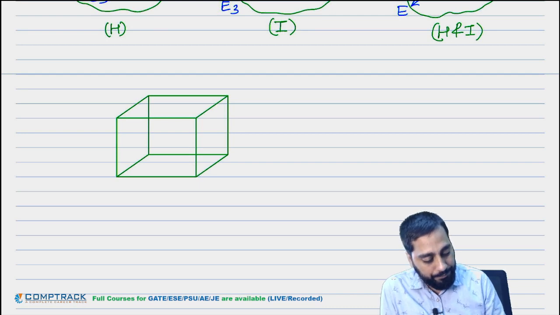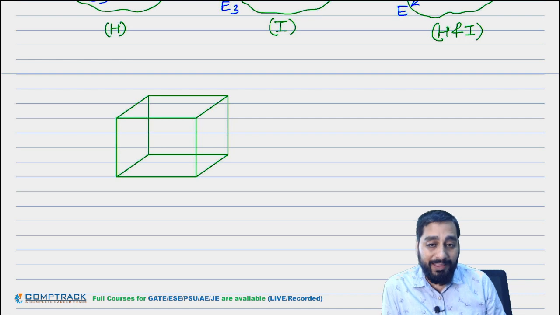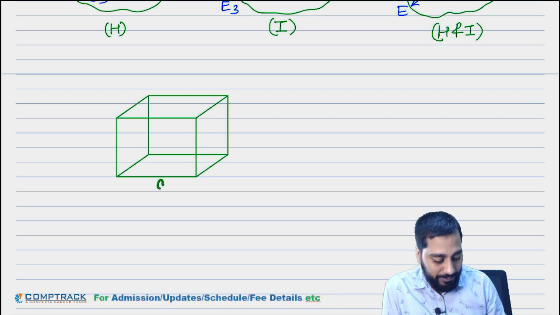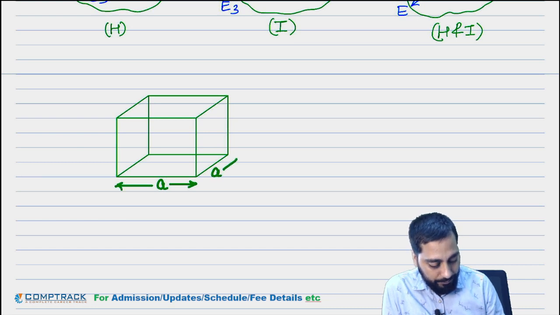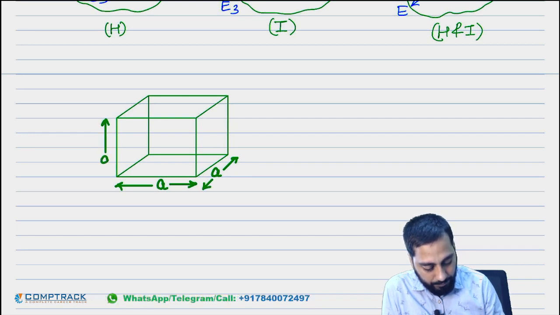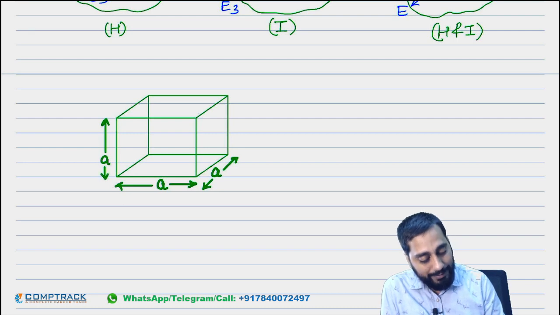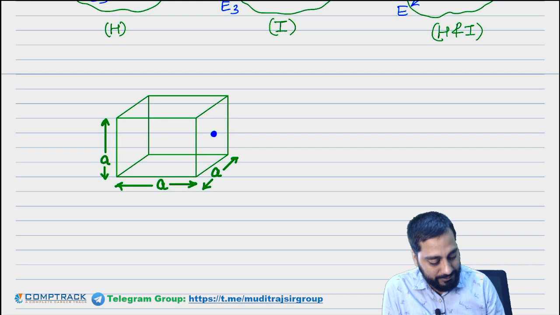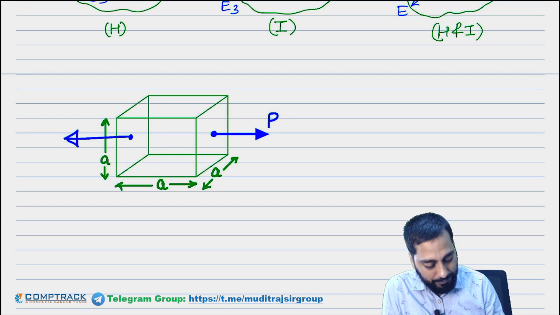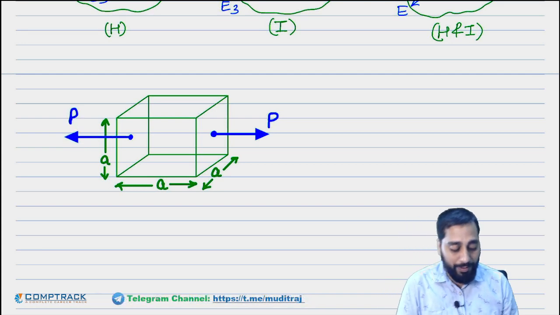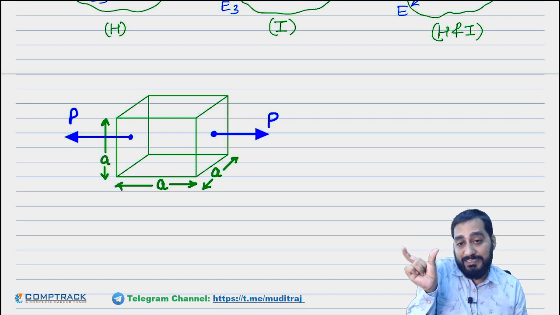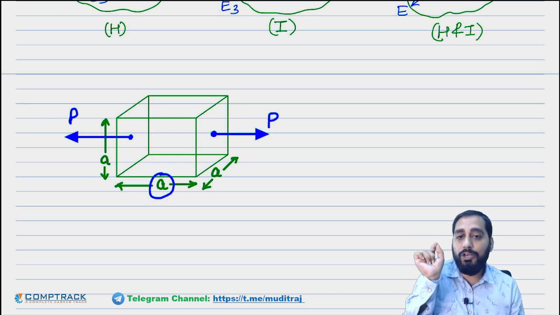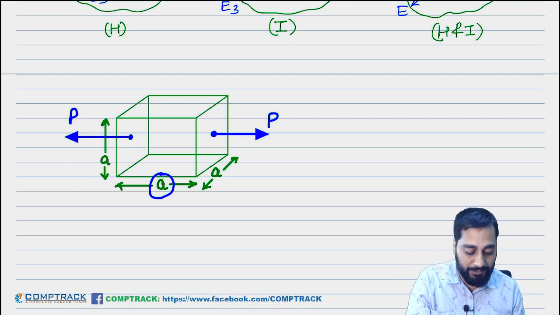Now here, let's say its dimension is a on all sides, and the height is also a. This is a cube. Let's say you apply the force in the x direction first, with P on this side and P on this side. The elongation along the x-axis is, let's say, 1 centimeter with the P load.